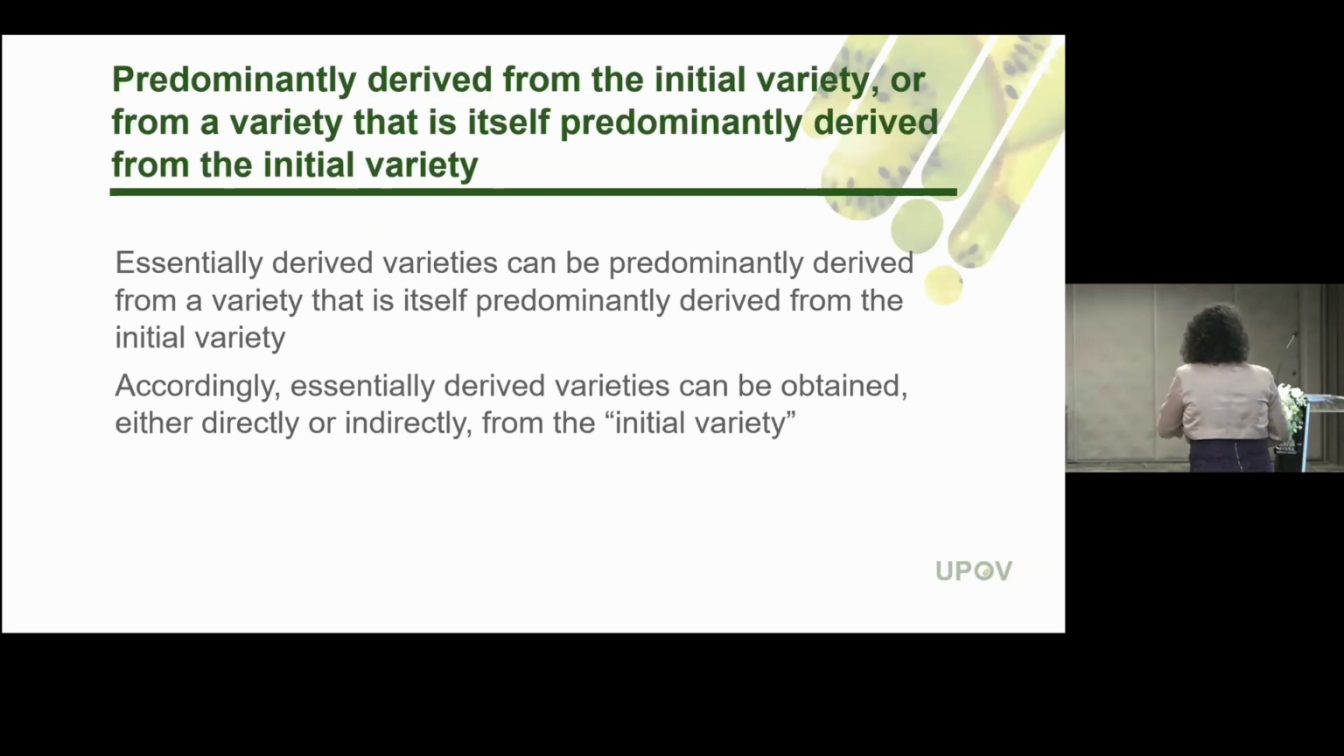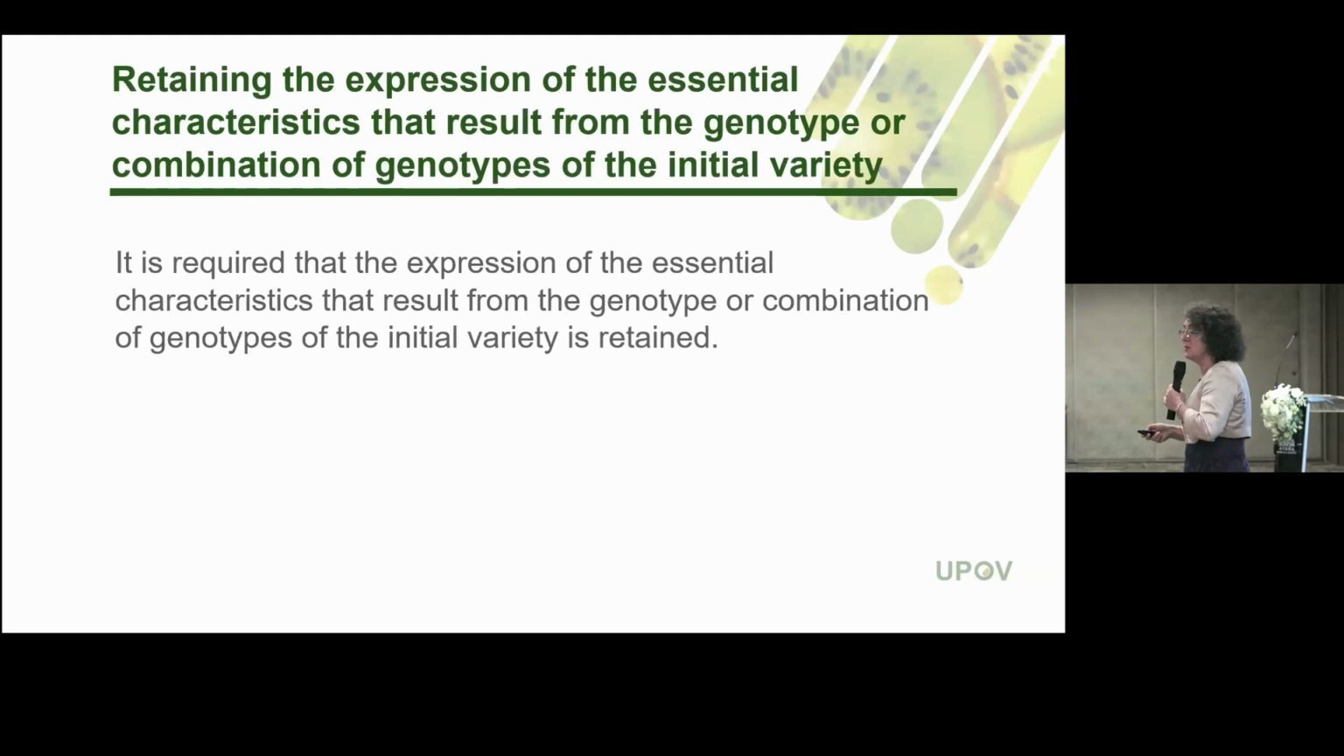So I would like to say the key element here is that it is important that the predominantly derived variety doesn't come from another variety that is not itself predominantly derived.